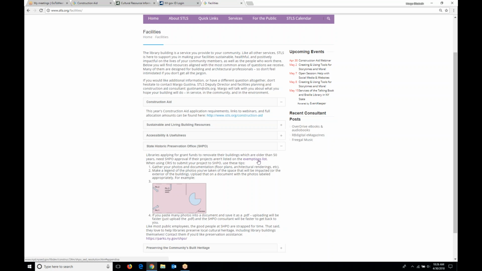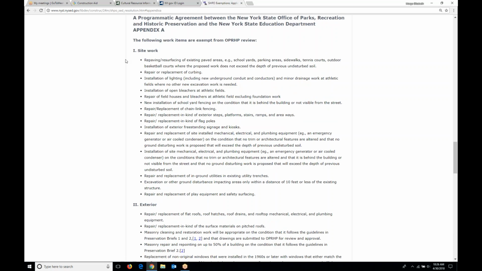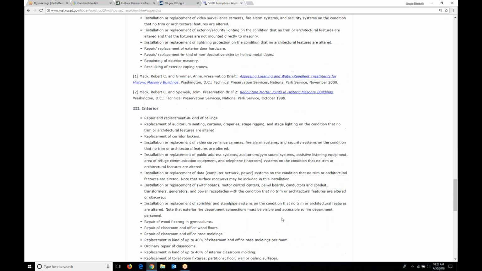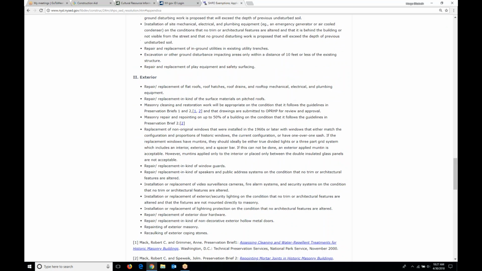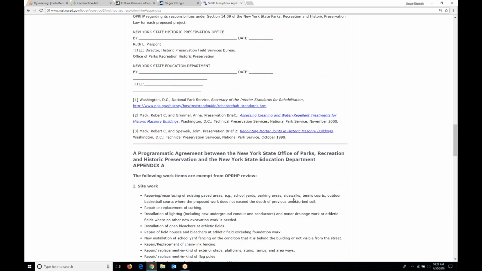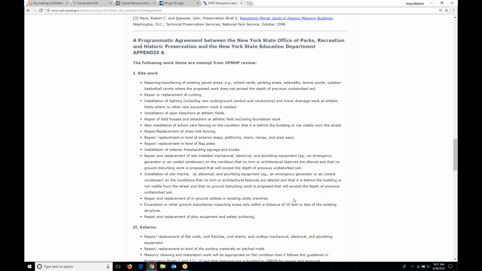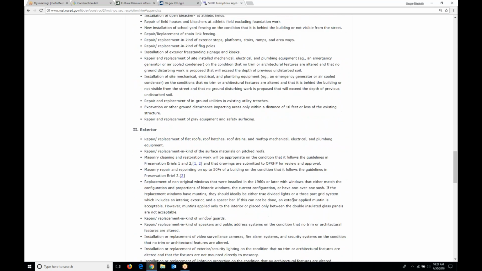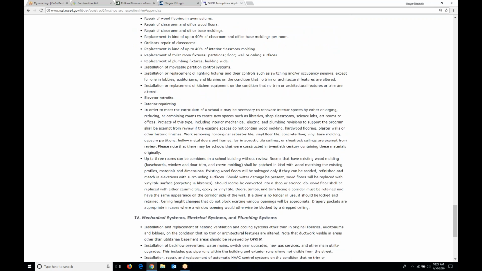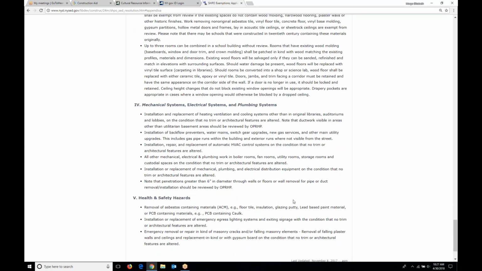You can find that here. Site work, some exterior, if it's not viewable from the sidewalk or the street, some interior, if it's not a part of the historic character of the building. And then mechanical systems.